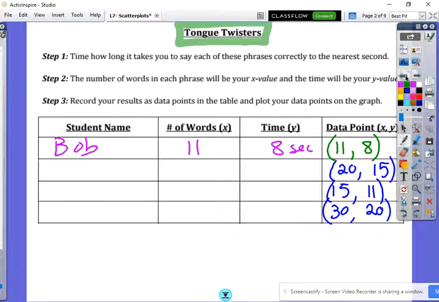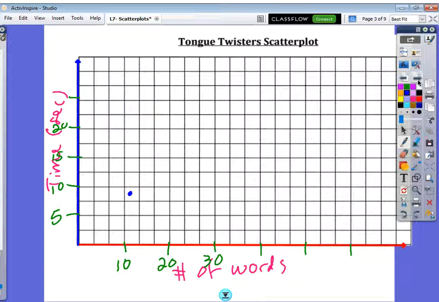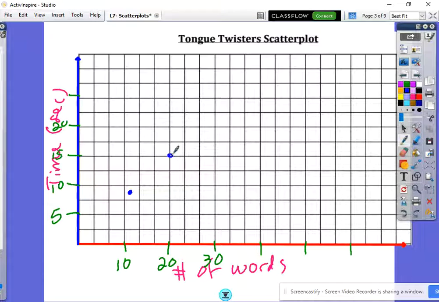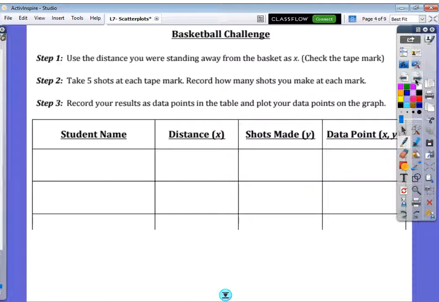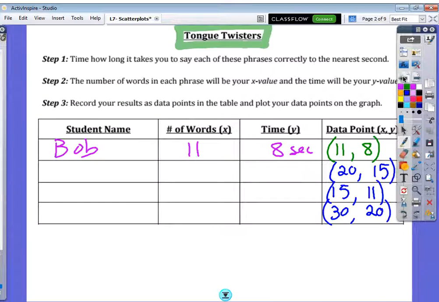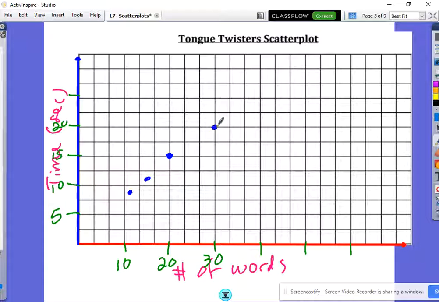The next one was 2015. I'm going to go over 20 up to 15 right here. So that's 2015. My next point was 1511. So come back to 15, somewhere here in the middle, go up to about 11. And then my last point was 3020. So 30 and up to 20 right about here.